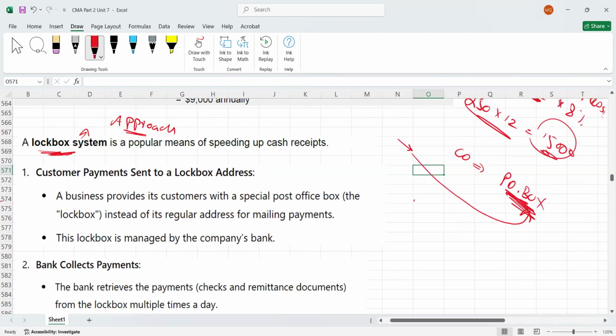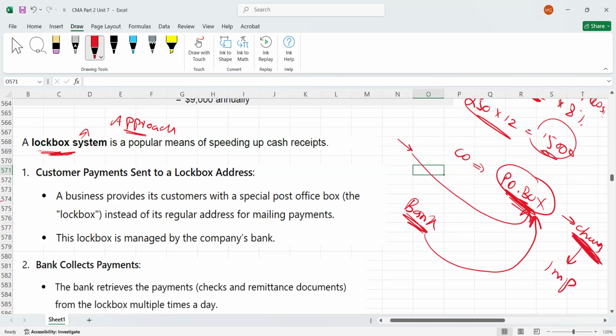And now what? So the bank people, because you are going to agree with the bank, will come frequently, maybe multiple times in a day. So they are going to check this box, and if there are any checks and related documents, they will take these checks and immediately deposit them into the bank. Okay. And this is how you can manage or speed up cash collection. So this is what is explained here.